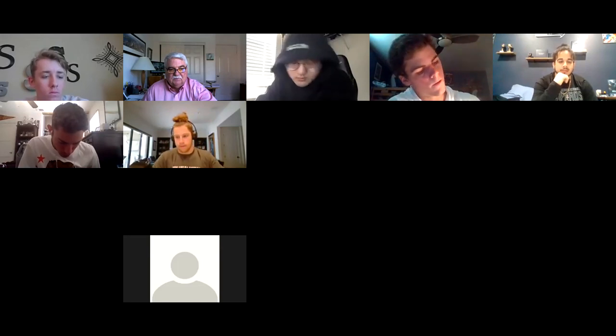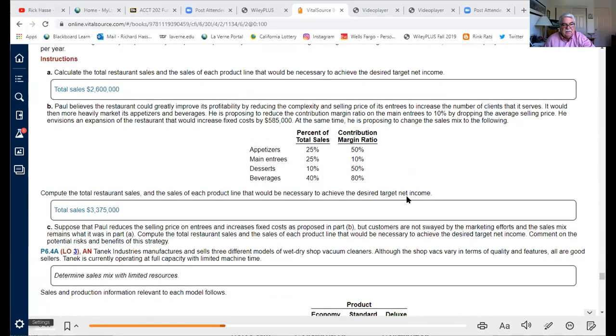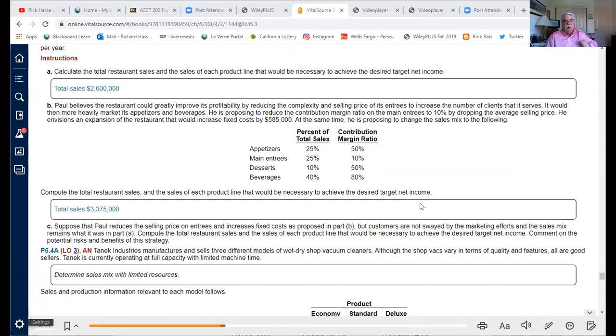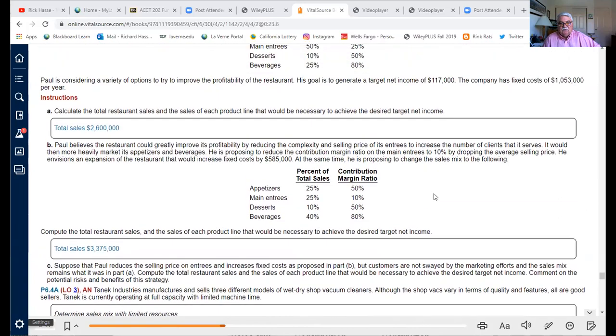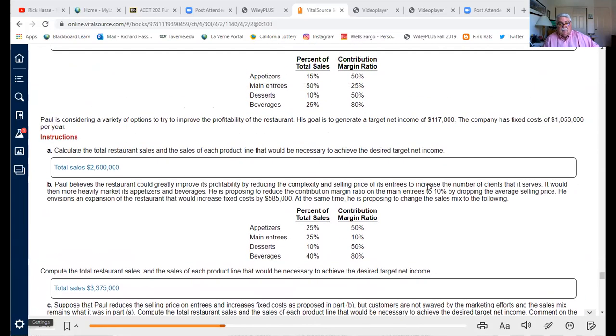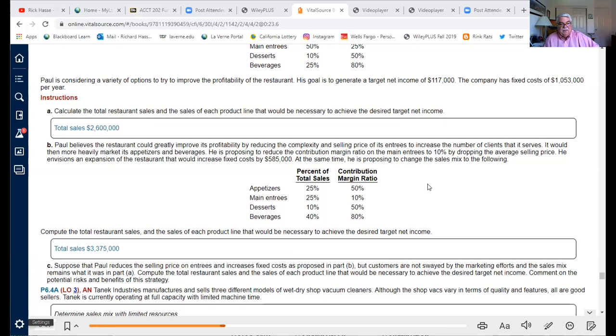Now let's look at the second part of this problem. Part B. Paul believes the restaurant could greatly improve its profitability by reducing the complexity and selling price of its entrees to increase the number of clients that it serves. It would then more heavily market its appetizers and beverages. Why? Appetizers and beverages where you have a high profitability. He is proposing to reduce the contribution margin ratio of the main entrees to 10%. By dropping the average selling price, he envisions an expansion of the restaurant that will increase its fixed cost by $585,000. At the same time, he would be proposing to change the sales mix of the following.